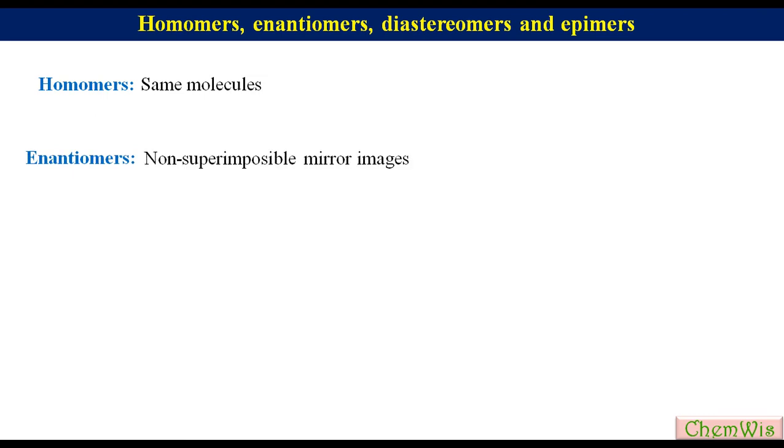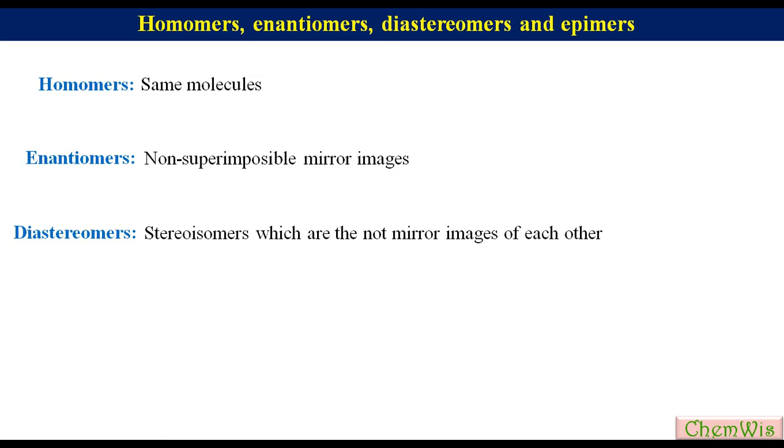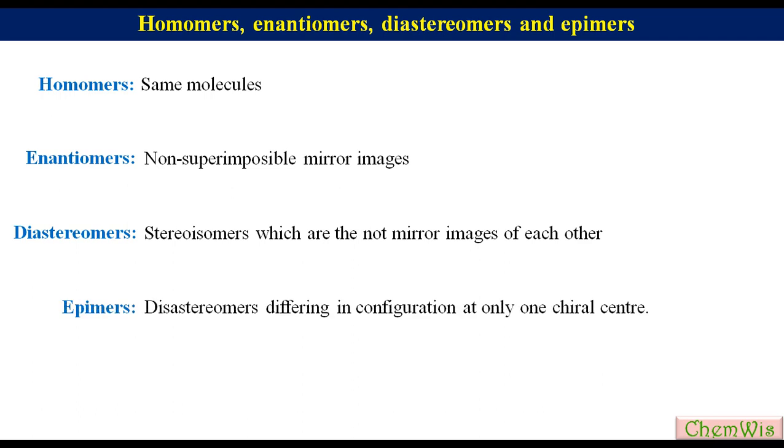Before going into details, let's first understand the meaning of homomers, enantiomers, diastereomers and epimers and their identification without using absolute configuration. Homomers, these are the same molecules. Enantiomers, these are the stereoisomers which are non-superimposable mirror images of each other. Diastereomers, these are the stereoisomers which are not the mirror images of each other. Epimers, these are the diastereomers which differ in configuration only at one chiral center.